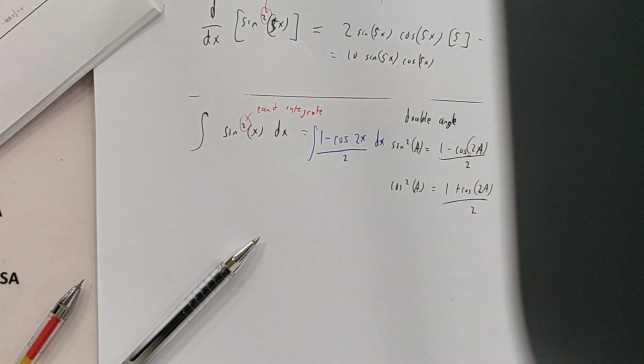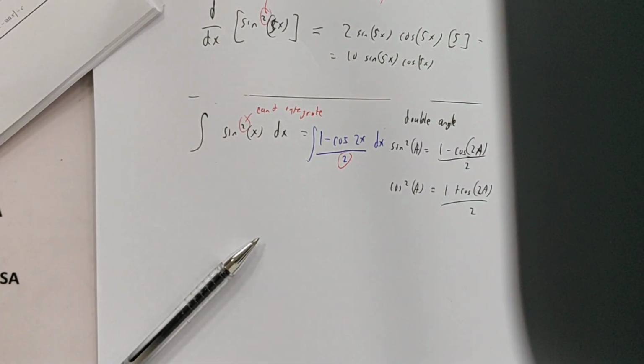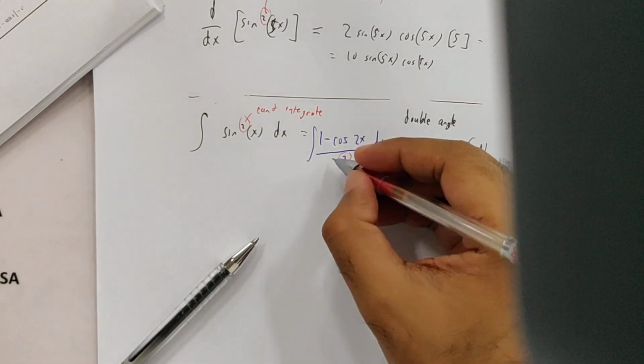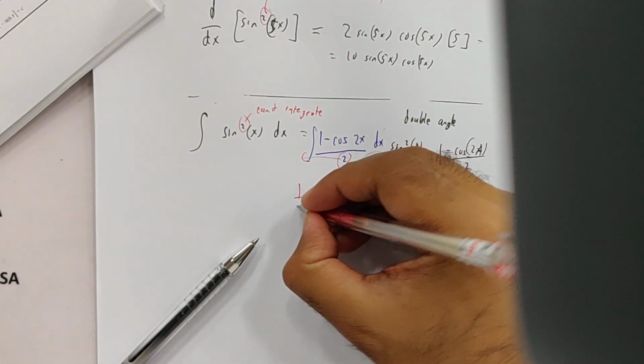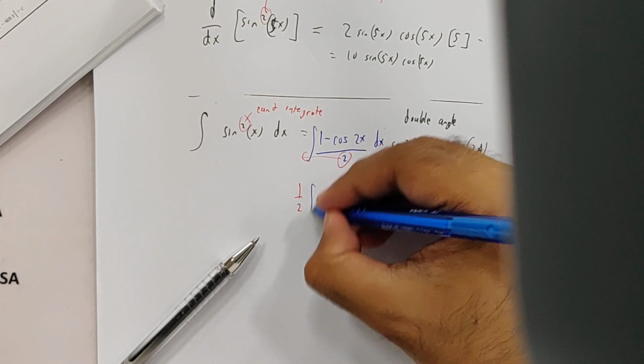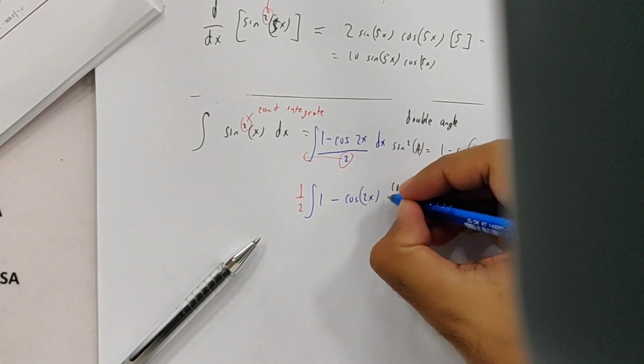Okay, before you continue, I have one small trick. What should I do with these two? Take it out is a lot easier. Yes, you can do 1 over 2 cos over 2, but take it out will be a lot easier. 1 over 2, integrate, 1 minus cos 2x.